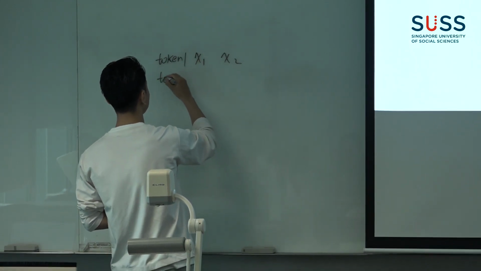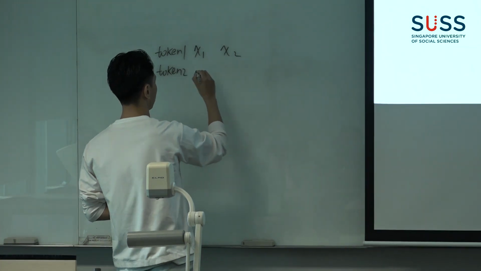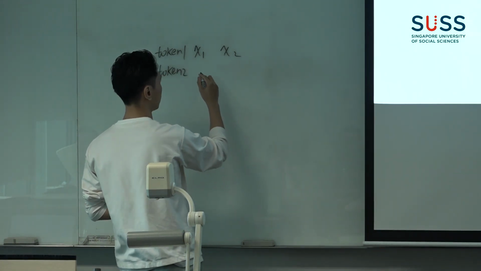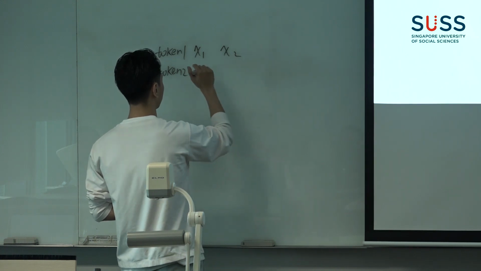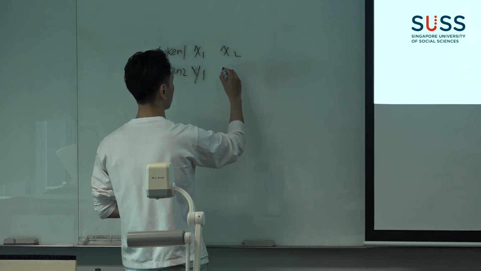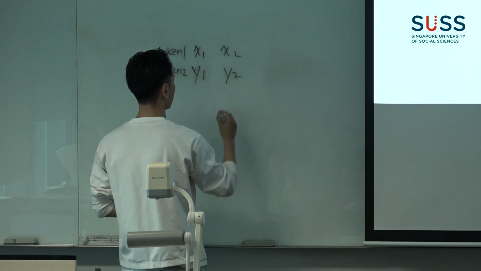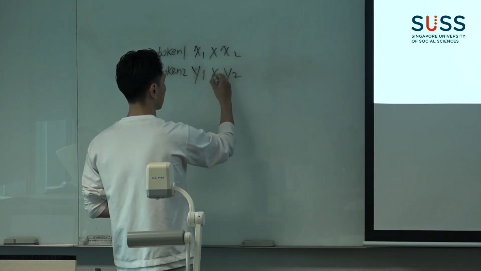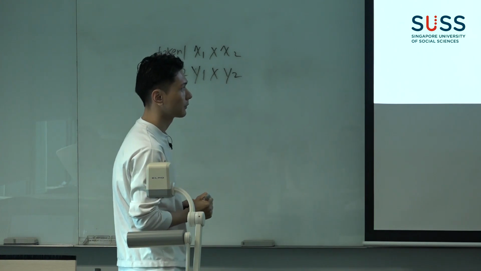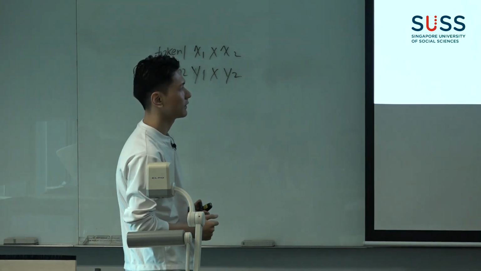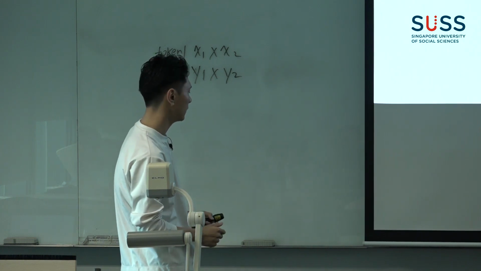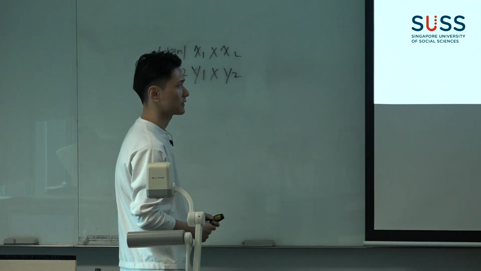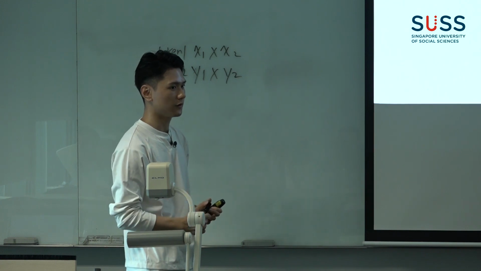And for token 2, the state before swap is y1, and after swap is y2. And those products will be called k value. And we need to make sure that k value is greater than the previous k value, because that also includes the transaction fee.